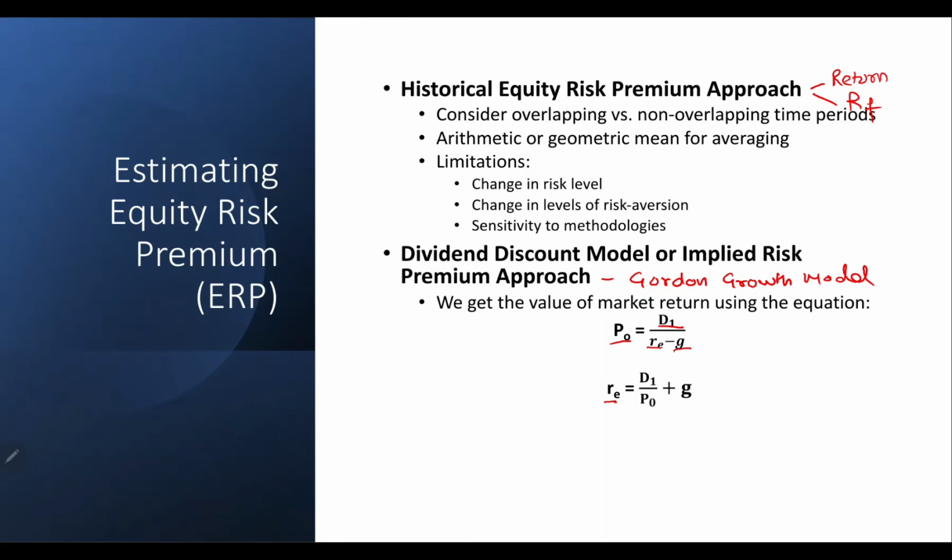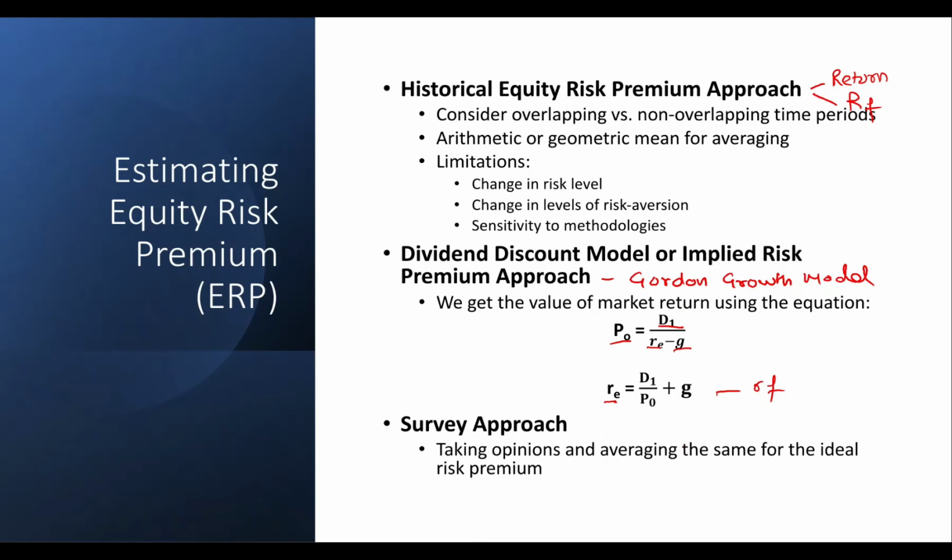Now the third way of calculating the ERP is the survey approach. According to this approach, a panel of experts is asked for their opinion as to what should be the market rate of return. The average of all the responses is considered as the market rate of return on equity. And from the resulting figure, we reduce the risk-free rate, which may also be suggested by the experts, to arrive at the figure of ERP.